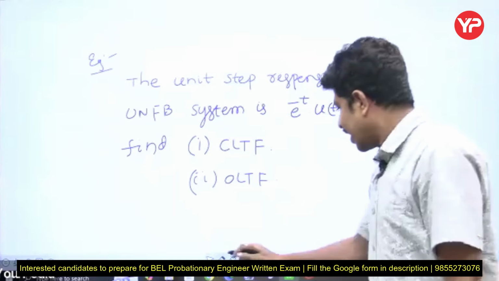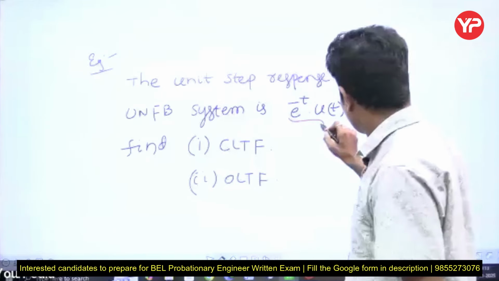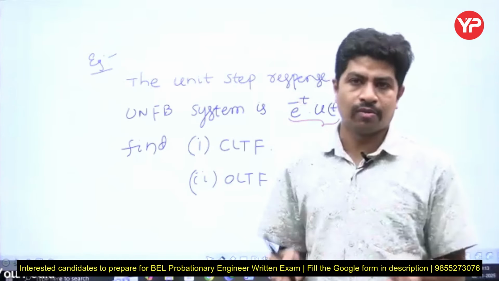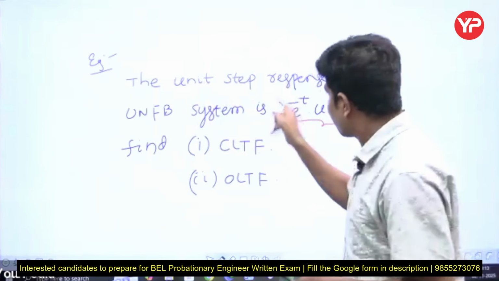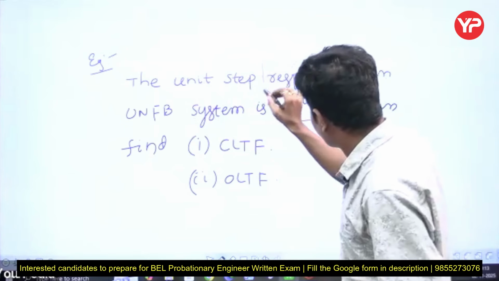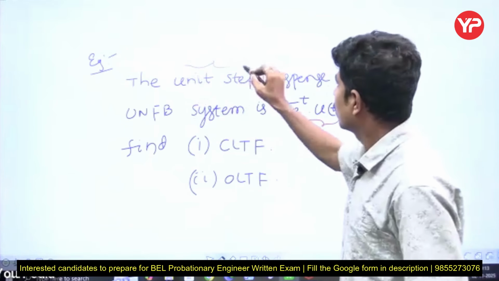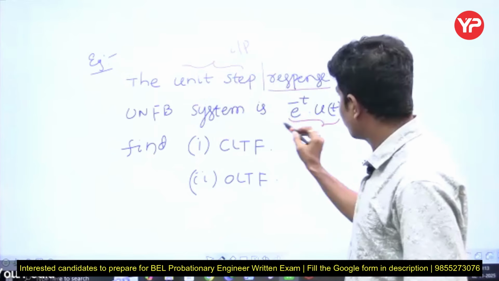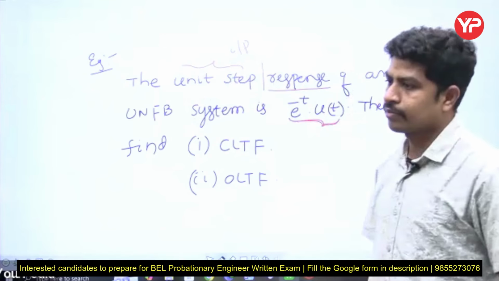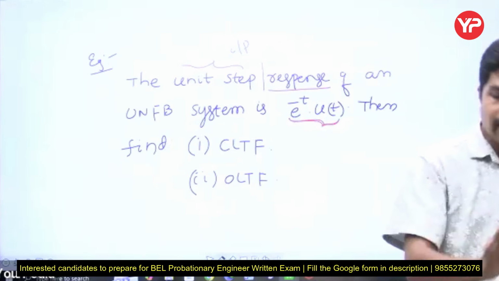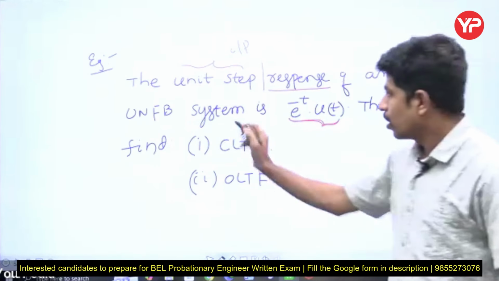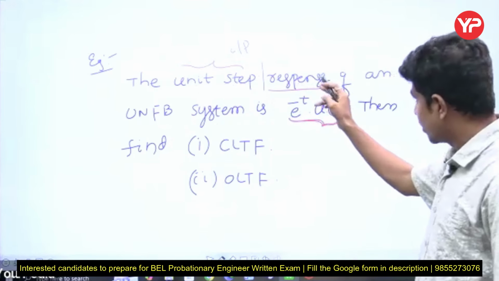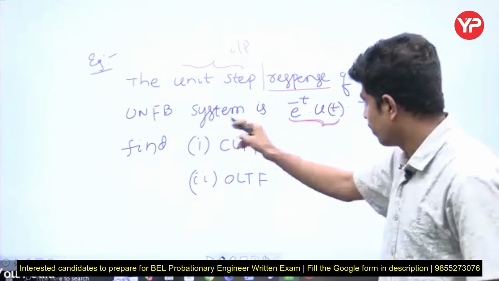See, here he has given something, whether this is input or output. If that is input, then where is the output? If that is output, where is the input? Very simple. He's saying the unit step response, break this. The unit step is the input. He's saying when the input is unit step, the response obtained is this one. If you are not understanding that statement, you never can answer this kind of question. The unit step response means whenever a unit step is given as input, the response obtained of a unity negative feedback system is this one.